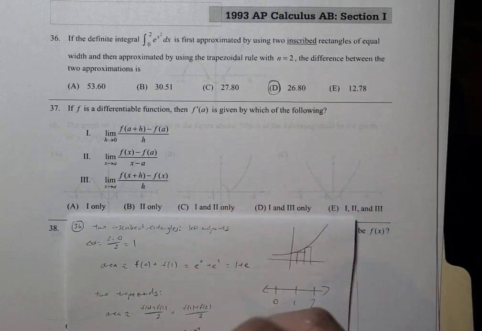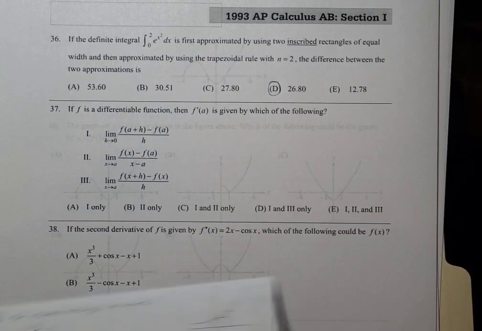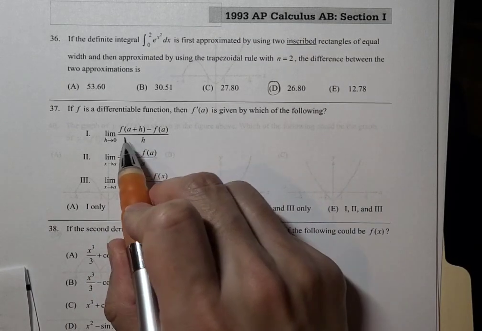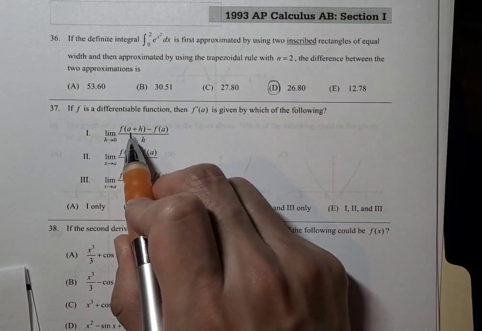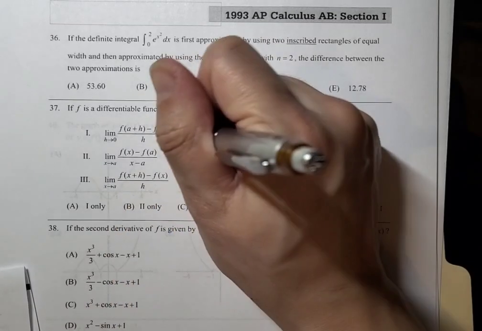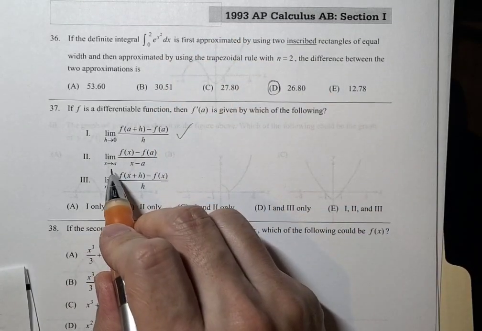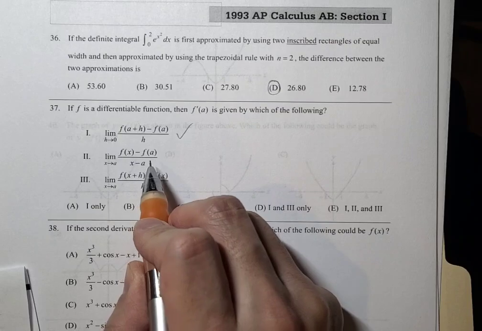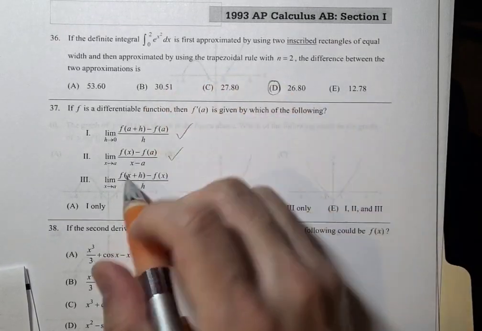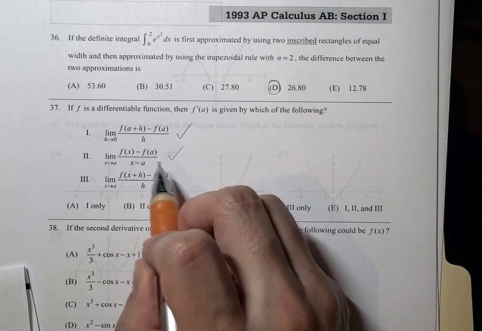Okay, if f is a differentiable function, then f prime is given by which of the following. This is just the difference quotient, the limit definition of the derivative. So the limit as h goes to 0 of f of a plus h minus f of a, divided by h. This is probably the more common definition. That's good. The limit as x goes to a of f of x minus f of a, divided by x minus a. This is also good. This is also a definition of the derivative, okay?